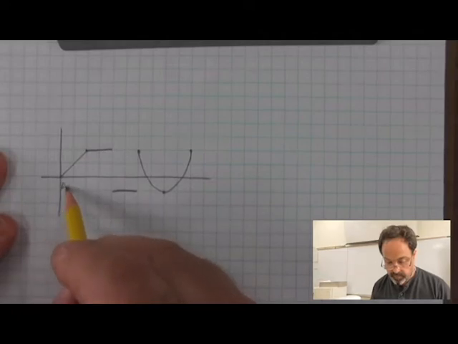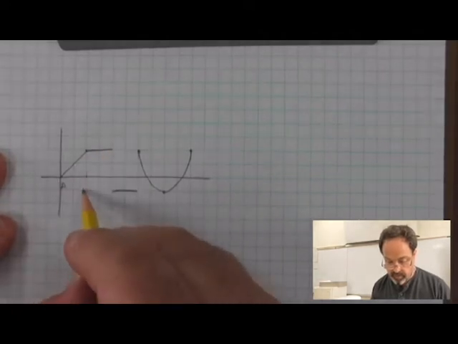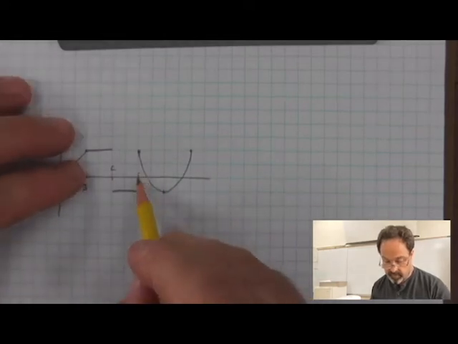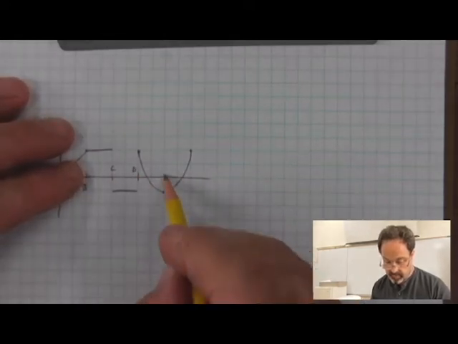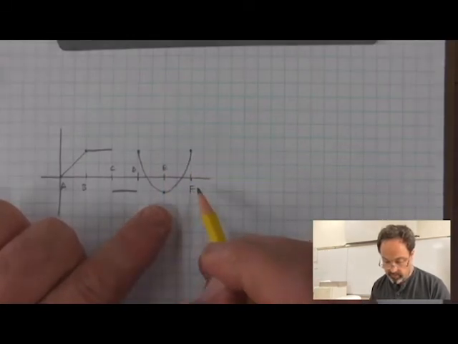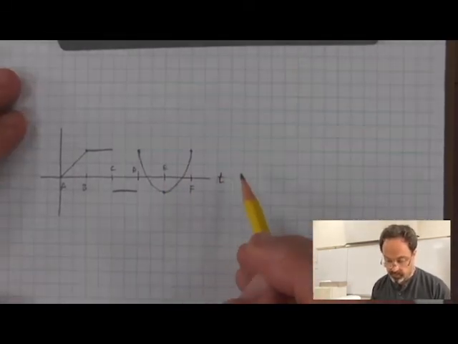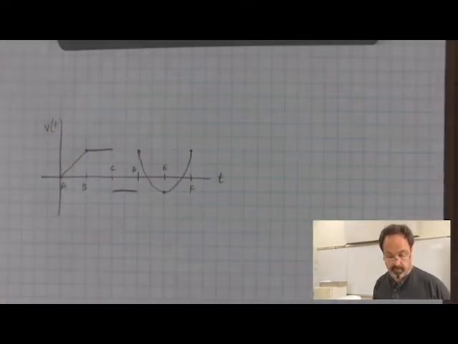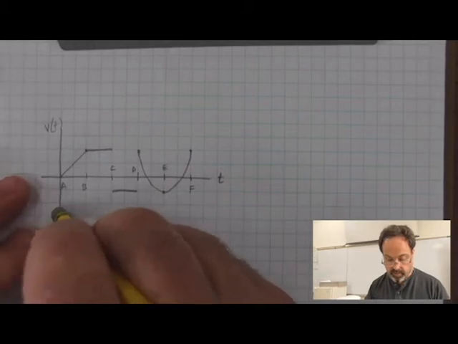Reference points: we're going to say the graph starts at A, transitions at B, and C and D, has this minimum at E, and then ends at F. What we're starting with is velocity as a function of time, and we're going to relate this to acceleration.